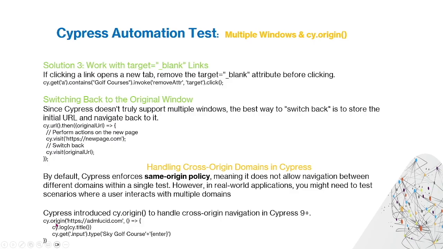Here is the origin function. Here is the origin domain, and we wrap this function so we can do one thing, check the title, and another, type something in the search box.